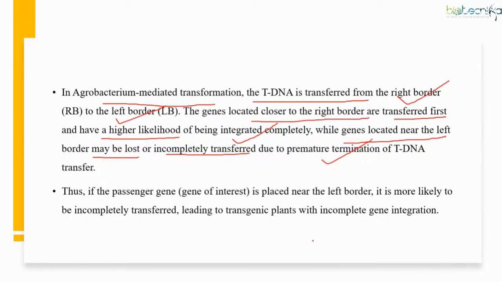So if the passenger gene is placed near the left border, it will be incompletely transferred and you will get transgenic plants with incomplete gene integration. Okay, so that is why the correct answer over here is 3.